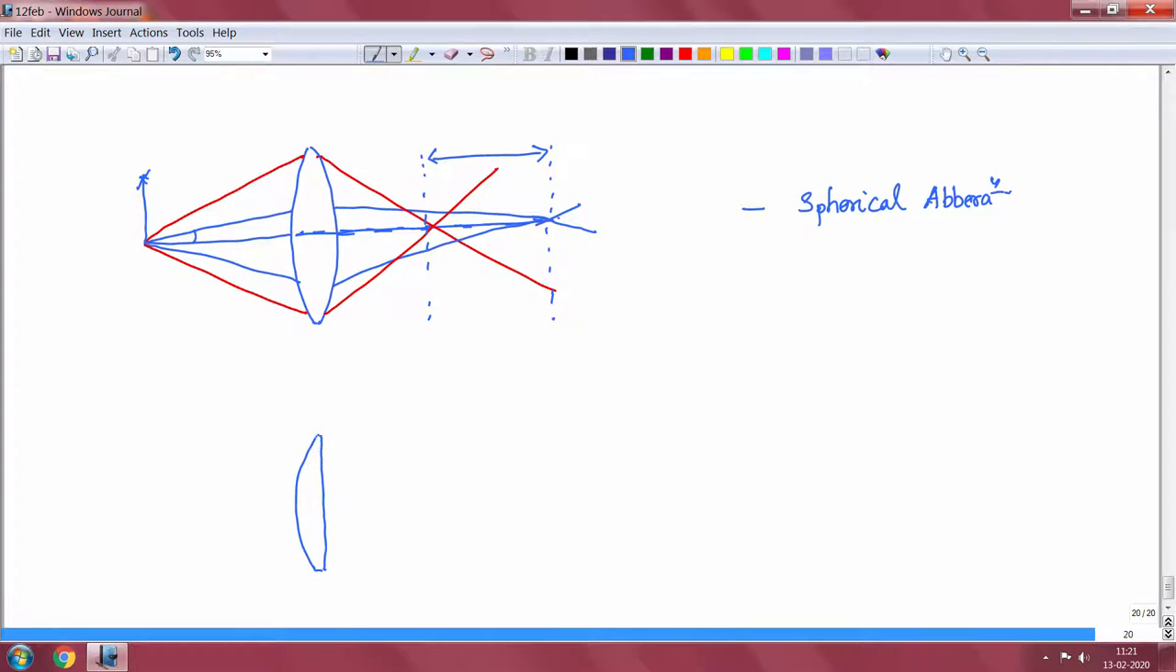This, to a greater extent, takes care of these differences in the focus. Such a combination, of using a biconvex lens and a plano concave or a plano convex lens, is one way of correcting the spherical aberration.